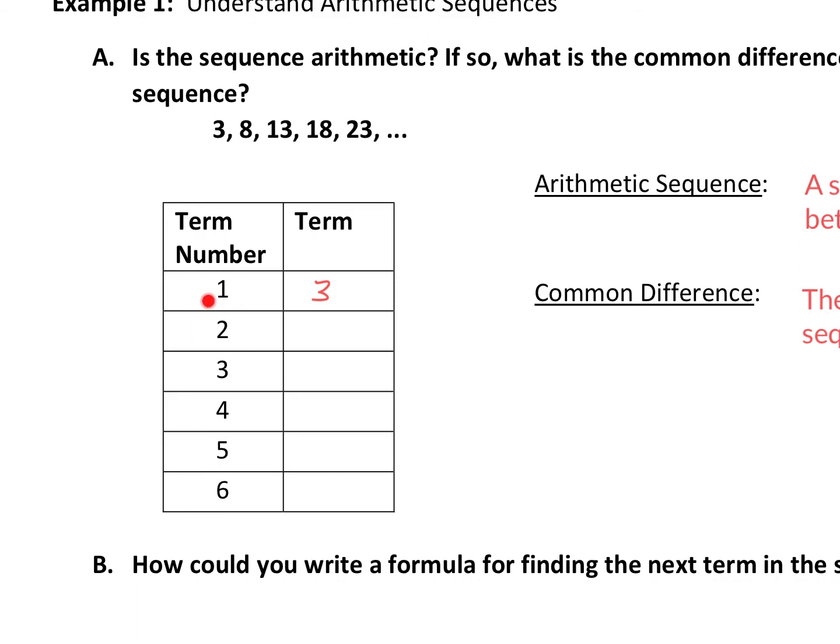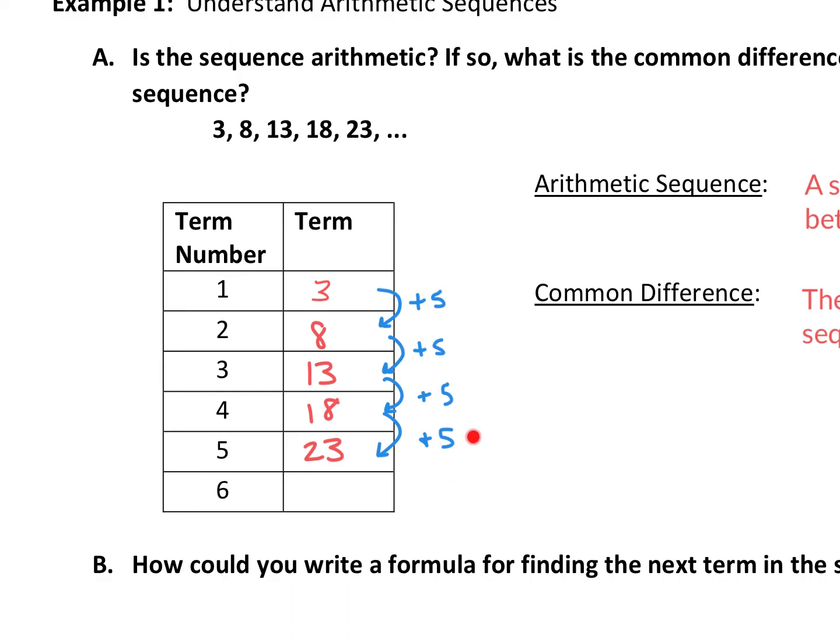So the term number, first term, what is the actual term? 3. The second term is an 8. The third term is 13, the fourth term is 18, and the fifth term is 23. So what we want to look for is, are we increasing by the same amount to get from 3 to 8, and then 8 to 13, 13 to 18, 18 to 23? And you may already have noticed, to get from 3 to 8, all we're doing is adding 5. So are we adding 5 every time? To get from 8 to 13, adding 5. 13 to 18, adding 5, 18 to 23, adding 5.